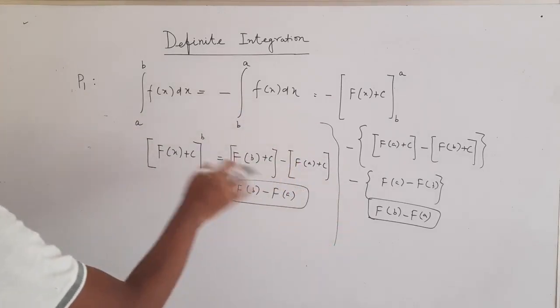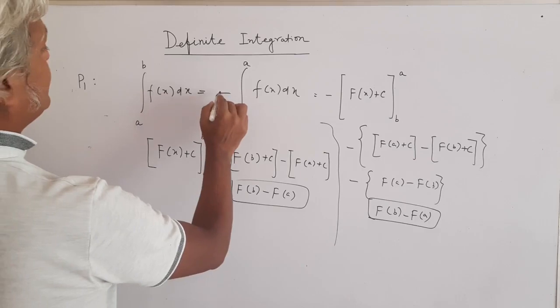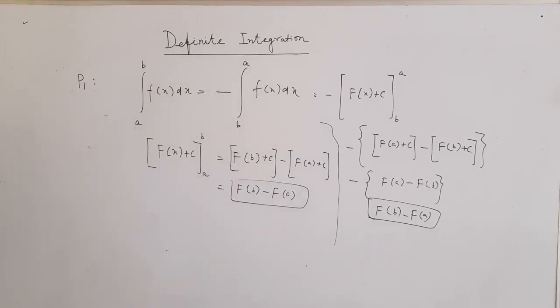It means if you interchange the limits, then the whole value will just be negated, or will become the negative of whatever the value was. Now I go for property 3.